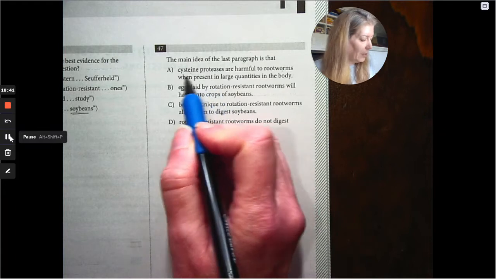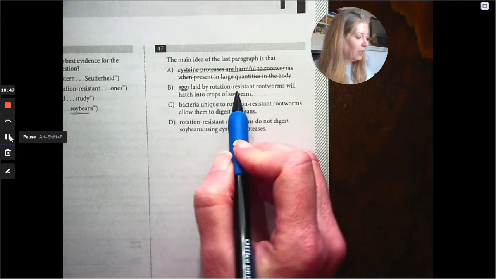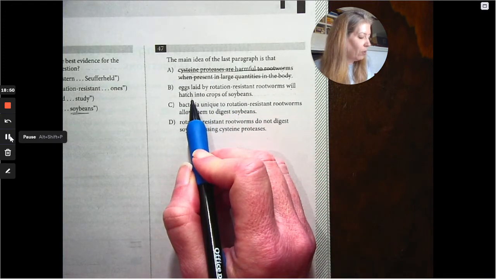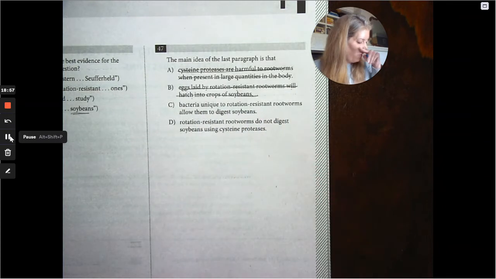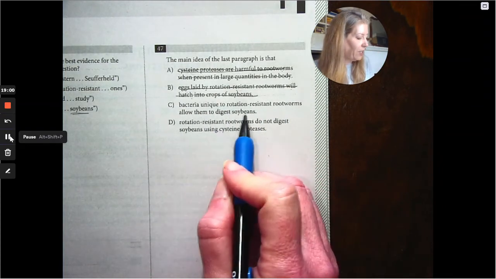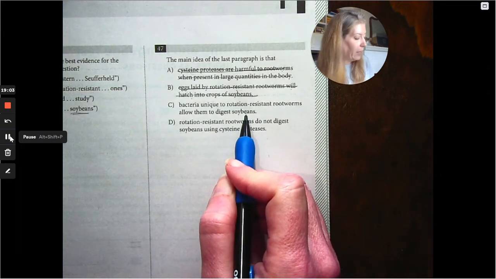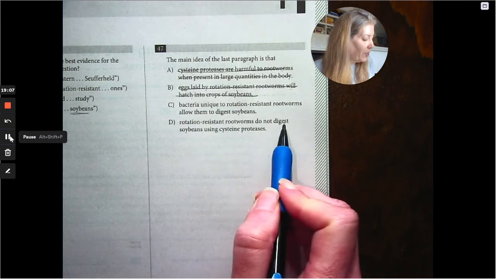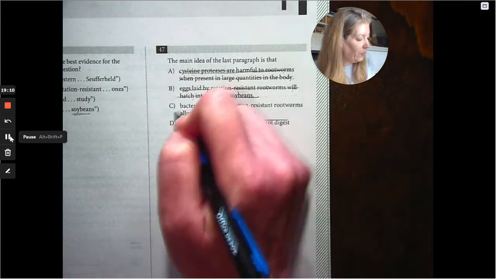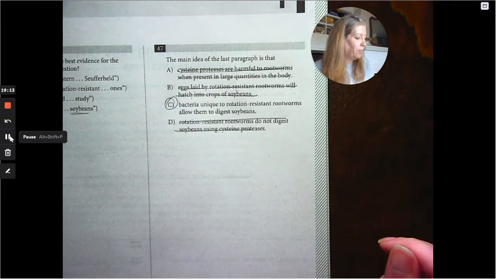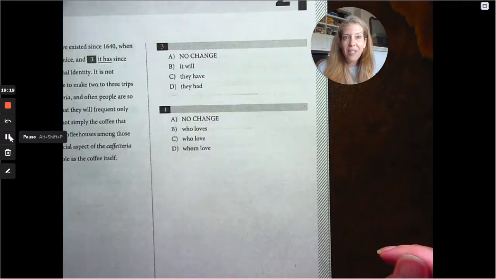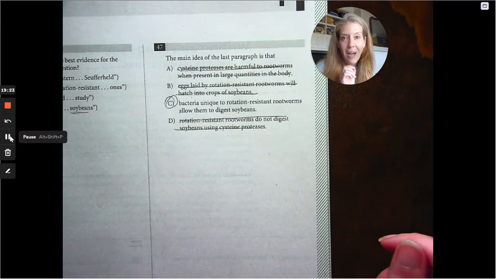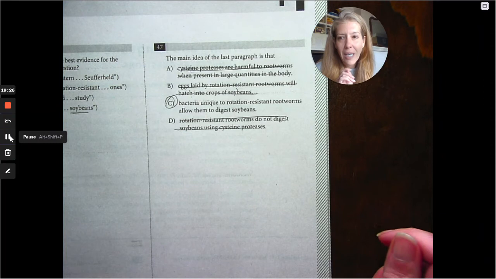Do we care? I mean, I'm sorry. Maybe you're a rootworm fan. Eggs laid by rotation-resistant rootworms will hatch into crops. Bacteria unique to rotation-resistant rootworms allow them to digest soybeans. That's pretty cut and dry. I like that one. Rotation-resistant rootworms do not digest soybeans using... That's not true. Bacteria unique to rotation-resistant rootworms allow them to digest... Everybody else is still doing this, and you said, I'm going to narrow it down to two, and if I have to look back, I'll look back. But we didn't look back, so we saved a lot of time.